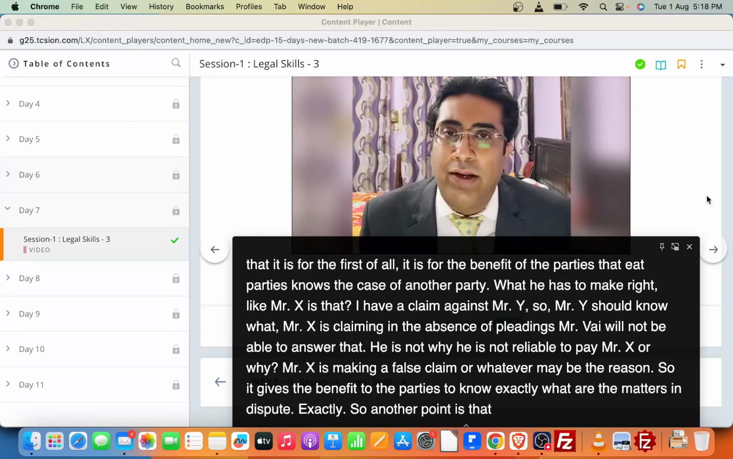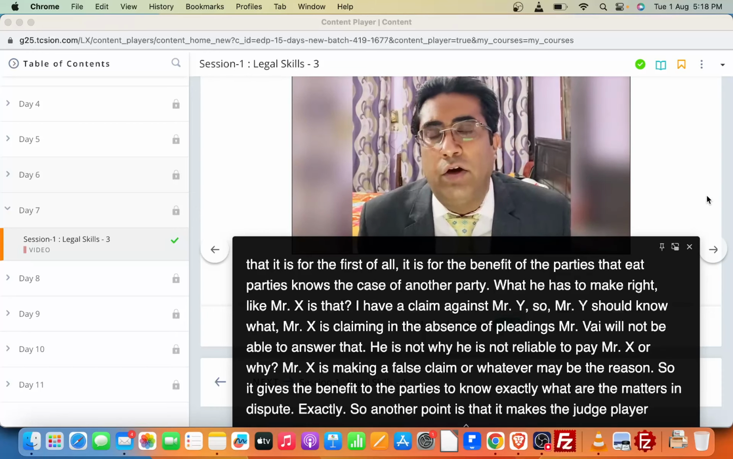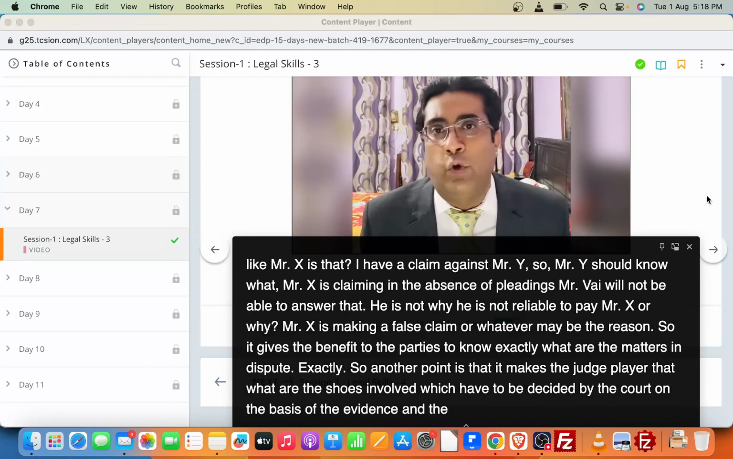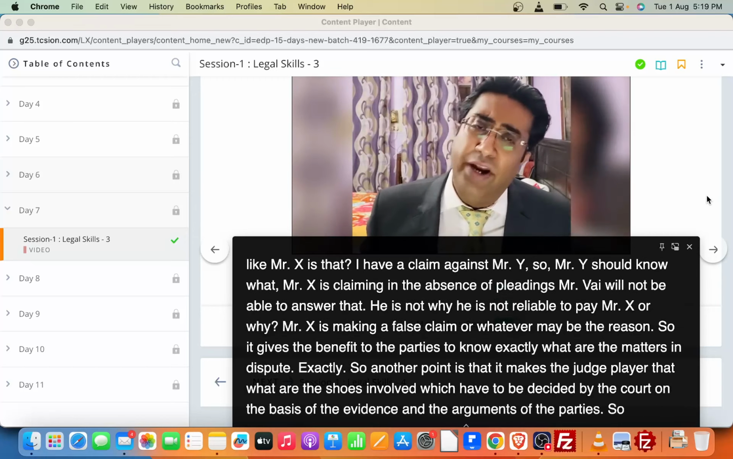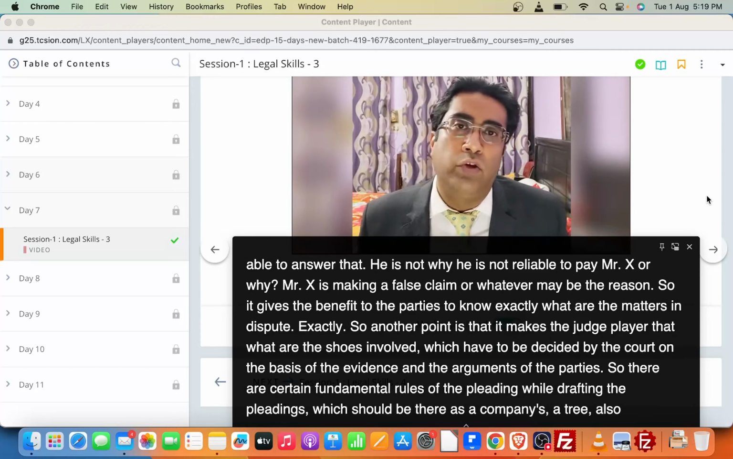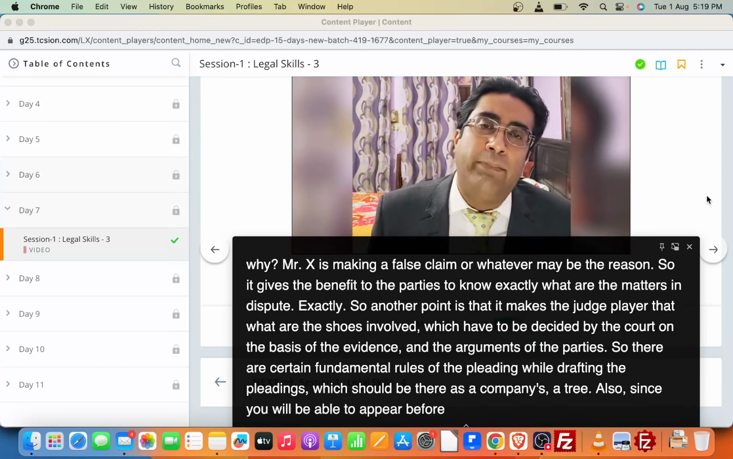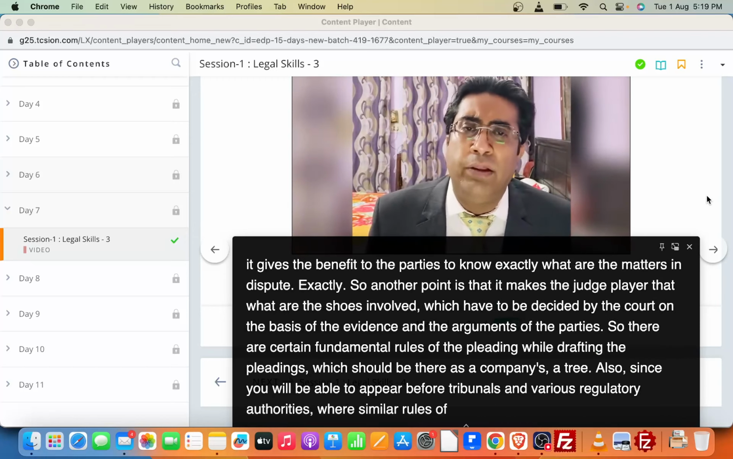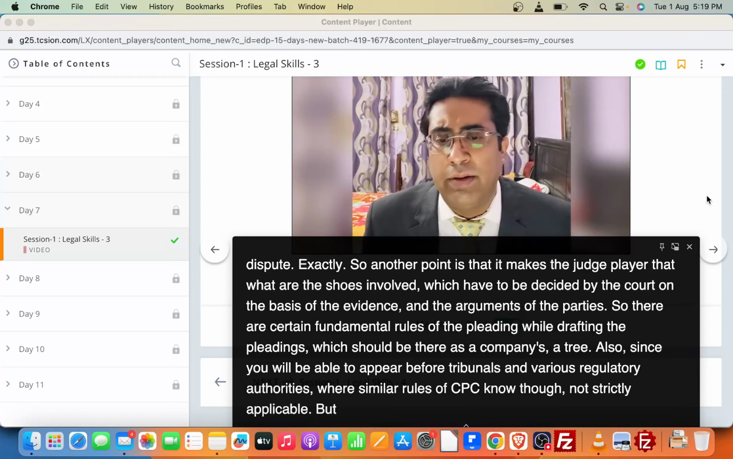Another point is that it makes the judge clear what the issues involved are, which have to be decided by the court on the basis of the evidence and the arguments of the parties. So there are certain fundamental rules of pleading which should be followed while drafting pleadings. As a company secretary also, you will be able to appear before tribunals and various regulatory authorities where rules similar to the CPC, though not strictly applicable, apply.